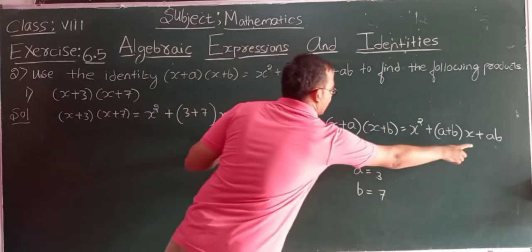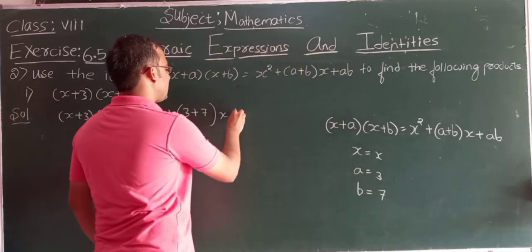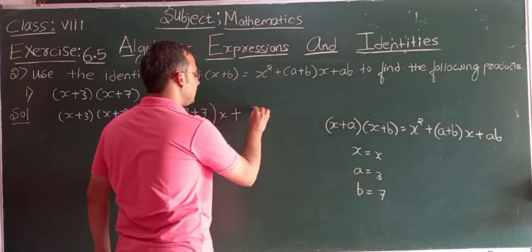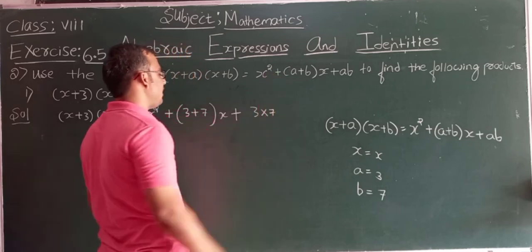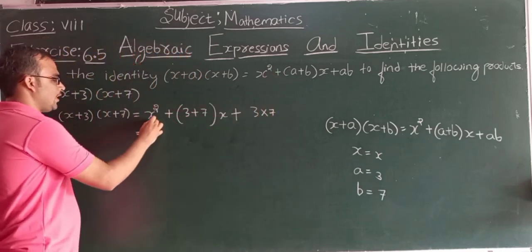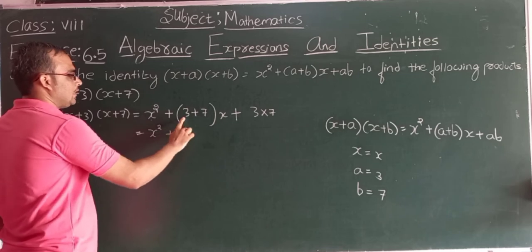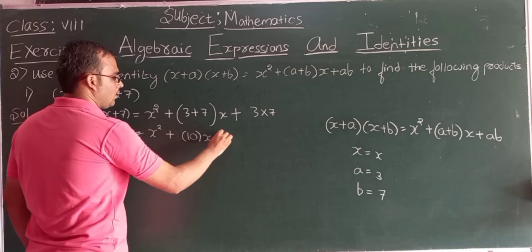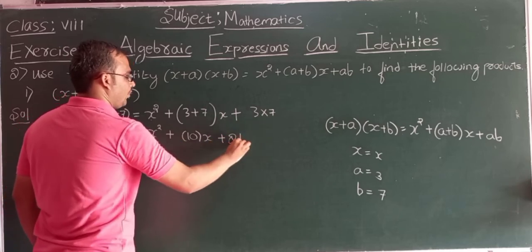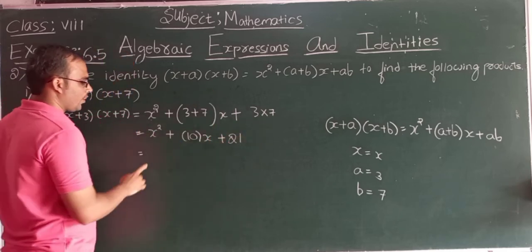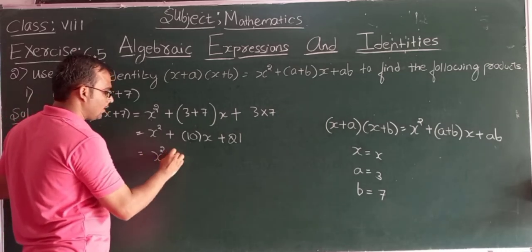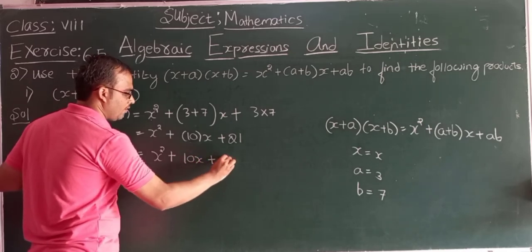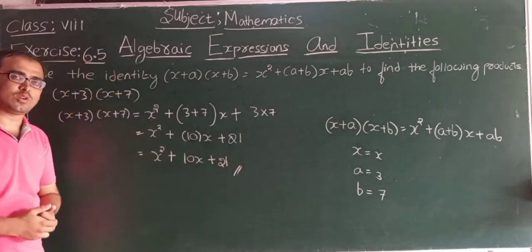Okay. Next, look at here. Plus a into b. A is 3, b is 7. That is 3 into 7. Now, x square plus 3 plus 7 is what? 10 into x, plus 3 7s are 21. Okay, so here x square plus 10 into x will be 10x plus 21. Okay, so this will be the solution of first problem.